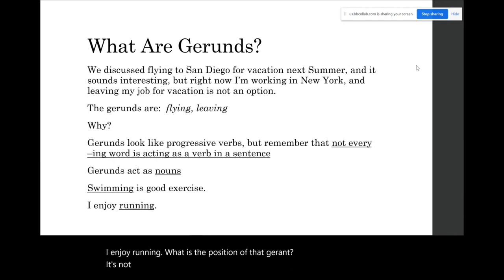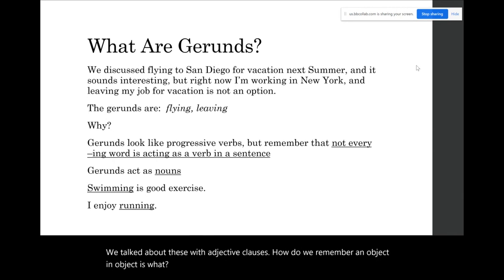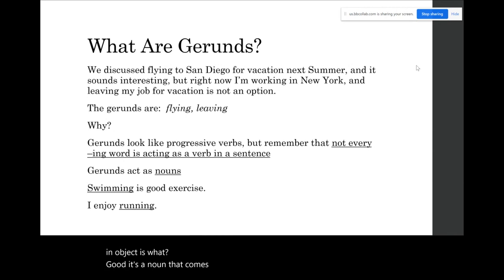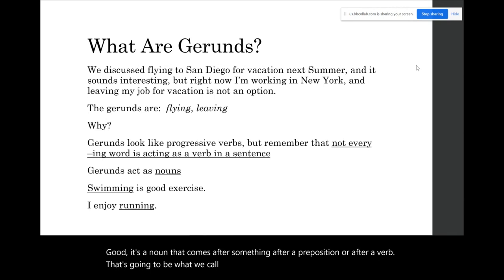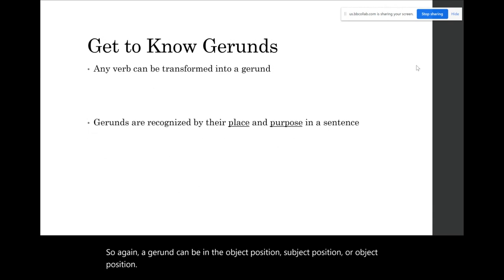It's not the subject, no, it's the object. Remember, we said objects mean what? We talked about these with adjective clauses. We remember an object. An object is a noun or a thing that comes after a preposition. Good. A noun that comes after a preposition or after a verb. That's what we call an object. So an object of the verb. I enjoy, so we've got enjoy is the verb, and then we have an object, running. So again, a gerund can be in the subject position or the object position. Okay? Any questions about that?